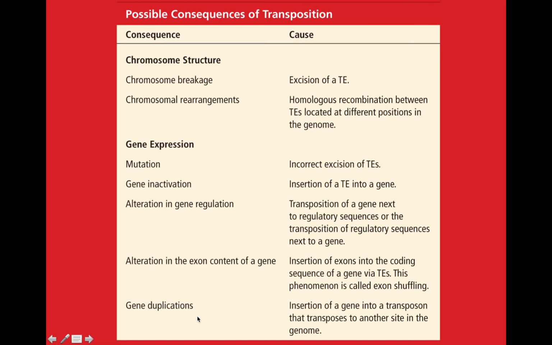This is another list of what I just went over. So, for example, one of the possible consequences of transposition is changes in gene expression. You can cause a mutation by incorrect excision of a transposable element. You can have gene inactivation if a transposable element inserts itself into a gene. This has been witnessed a lot in Drosophila. There are many, many documented examples of this occurring in Drosophila.